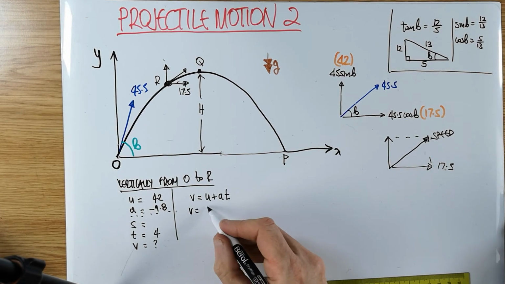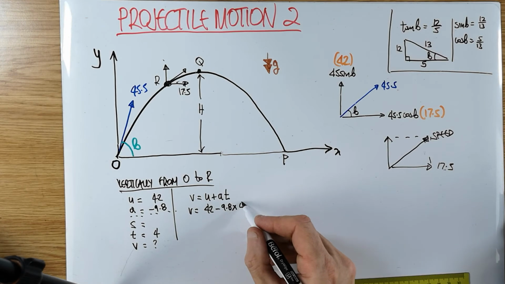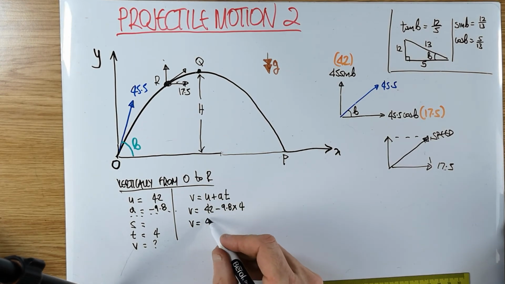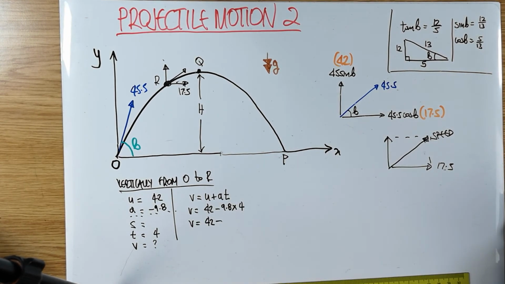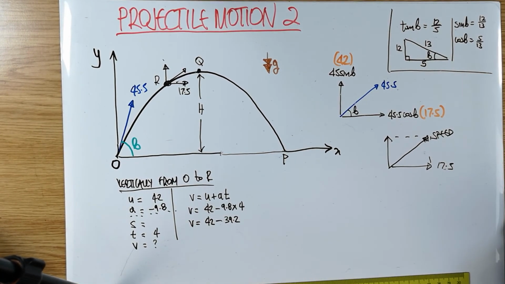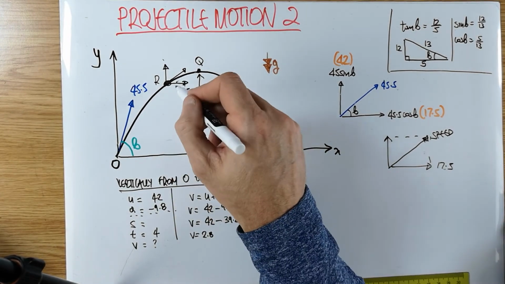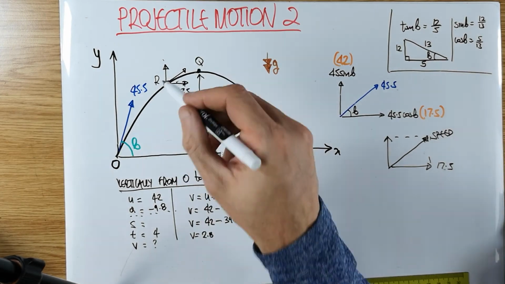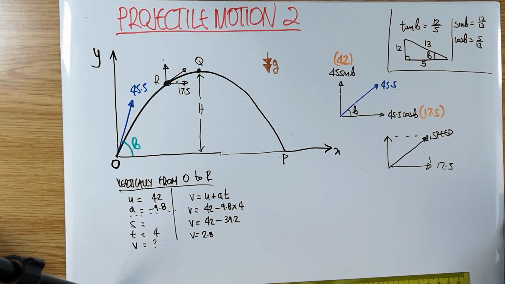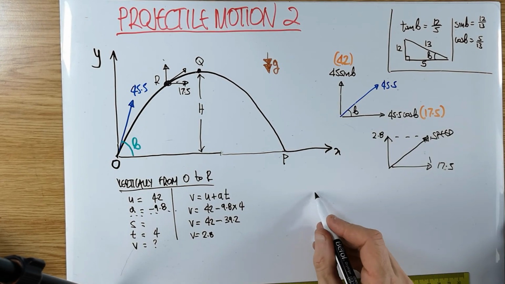V is equal to 42 minus 9.8 times 4. V is equal to 42 minus, I don't want to use a calculator for that, 0.2 times 39.2, I hope. And that is 2.8. So a tiny little bit of velocity, because it's close to reaching zero velocity here, so it's just a little bit before it reaches the highest point. So 2.8 here, and therefore we're done.